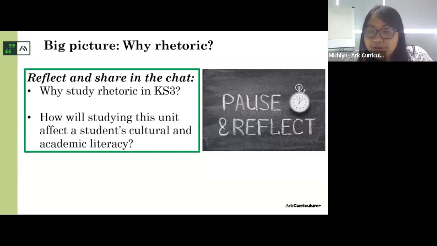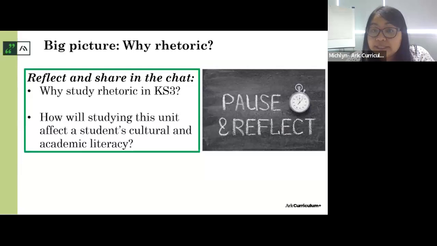And thank you to Gemma, who's starting us off. Build foundations for Key Stage 4. Brilliant. Just give a couple more minutes for everyone else to add their ideas. Some really great answers here.